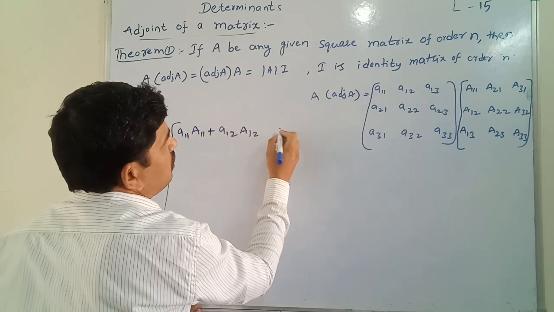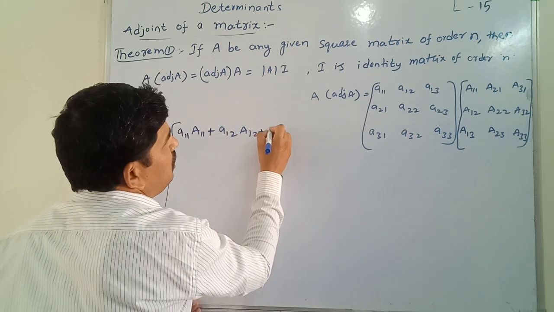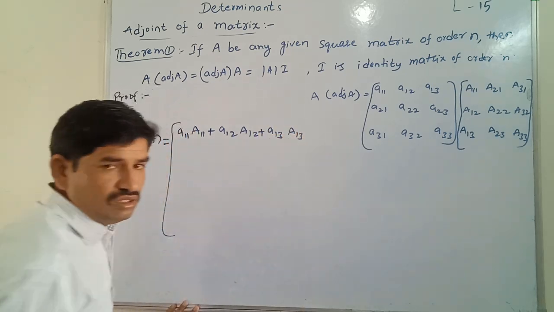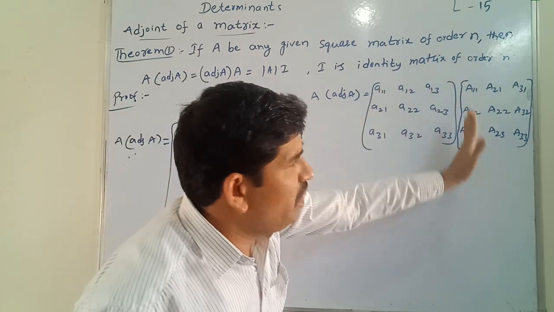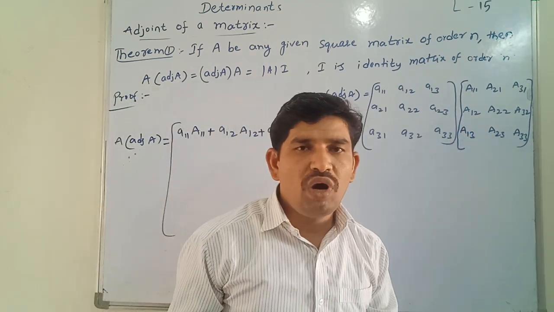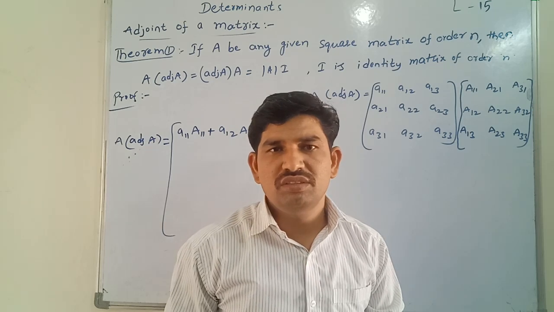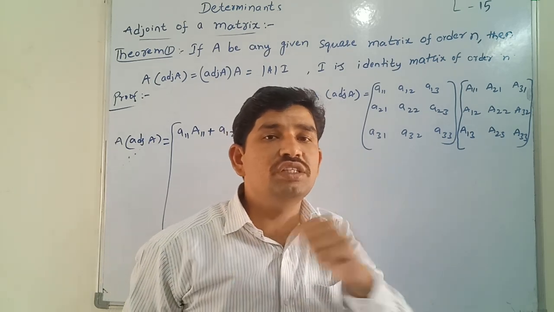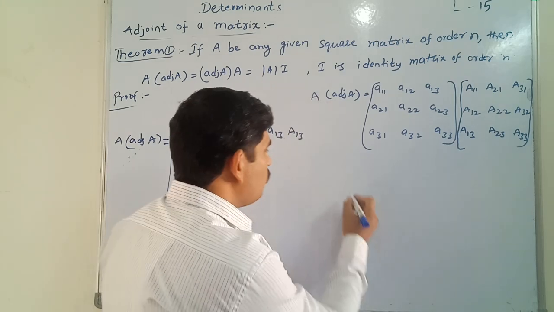Yes or no? See once again. A11 plus A13 into capital A13. Yes. First row we are taking first column. But remember one thing. What is the determinant? By taking the cofactors and elements, what are we writing as the determinant there? So that is nothing but what?